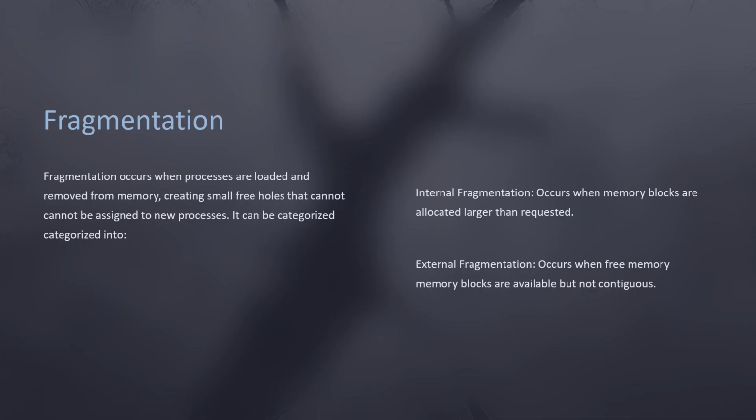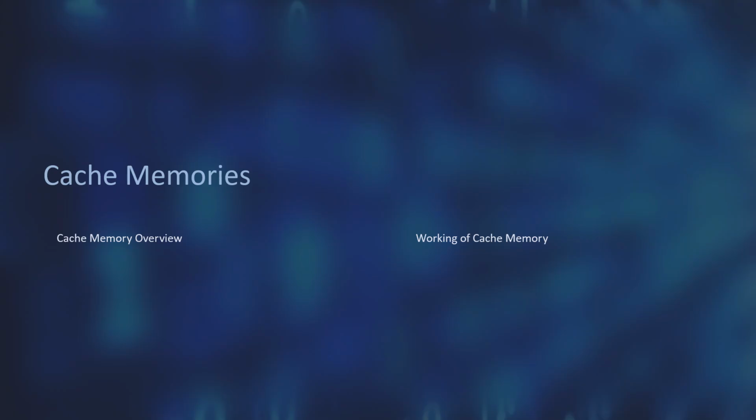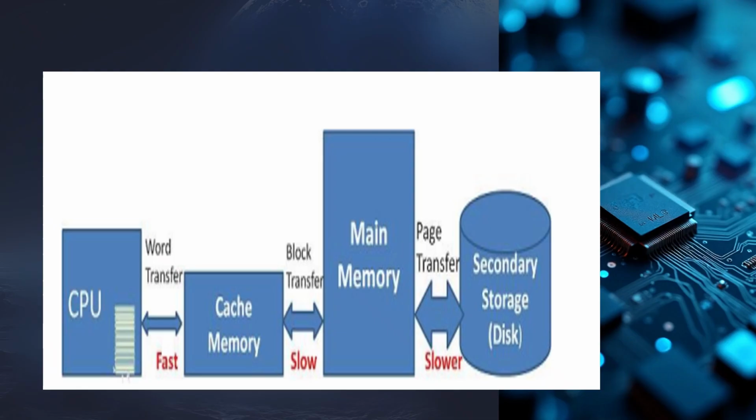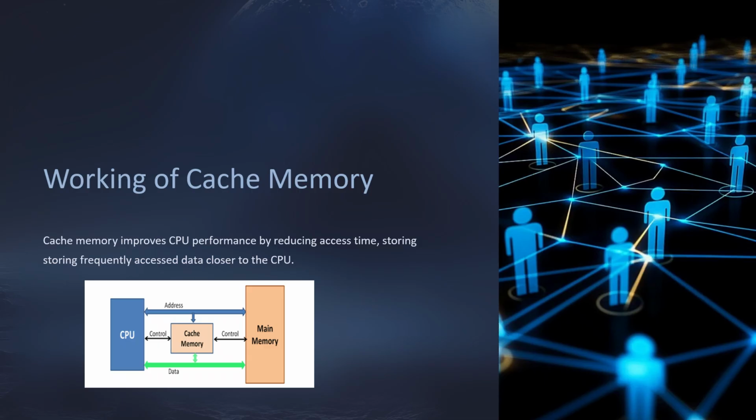Fragmentation is when processes are loaded and removed from the memory, creating small free holes that cannot be assigned to new processes. Next, cache memory. Cache memory is fast when compared to the main memory. Characteristics of cache memory: fast memory, data storage, cost, comparison, processing speed. Working of cache memory improves CPU performance by reducing access time, storing frequently accessed data closer to the CPU.